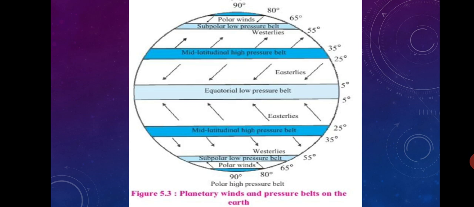So, you can see the mid-latitudinal high pressure belt between 25 to 35 degree in both the hemispheres. And from there you will see the winds are blowing towards the equator. So we are studying about the easterlies, as you can see in the figure. The easterlies are seen blowing towards the equator from mid-latitudinal high pressure belt towards equatorial low pressure belt. We have the easterlies. Now let's study about the direction.